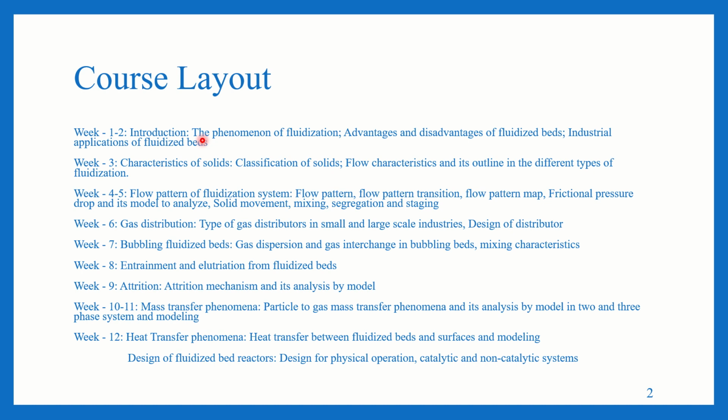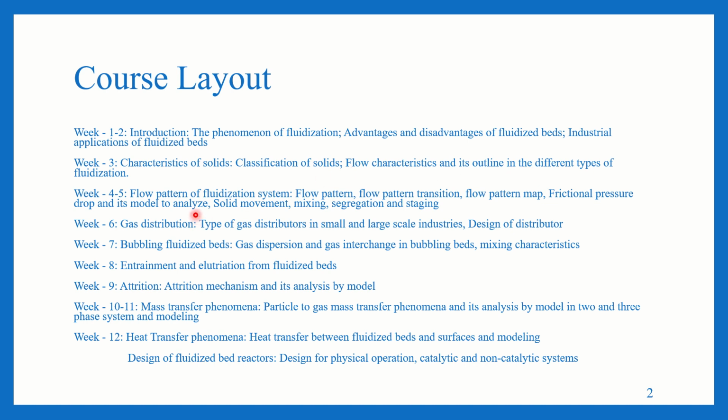So what are all the associated things we would be learning in this course? Weeks 1 to 2 dealt with that, and in week 3 we saw the characteristics of solids and the classification of solids, how particles can be classified in a fluidized bed. For example, we saw the Geldart classification of solids, where we divided them into 4 groups: Geldart A, B, C and D, where C is the smallest and D is the largest, and each has its own application. For example, Geldart D particles are used in spouted beds, and we also saw how it is very difficult to fluidize Geldart C particles, while most fluidized beds use Geldart A or Geldart B particles. And also flow characteristics and their outline in different types of fluidization.